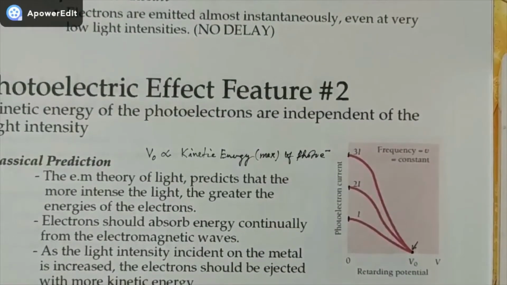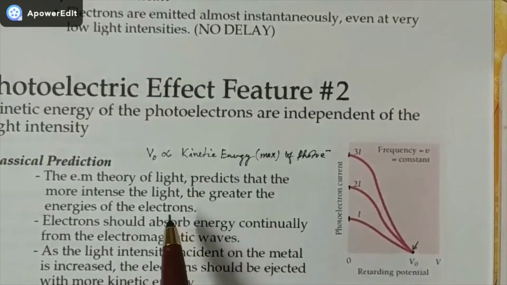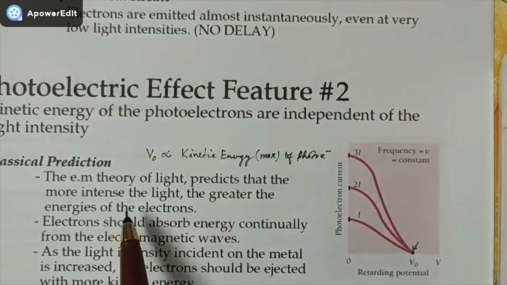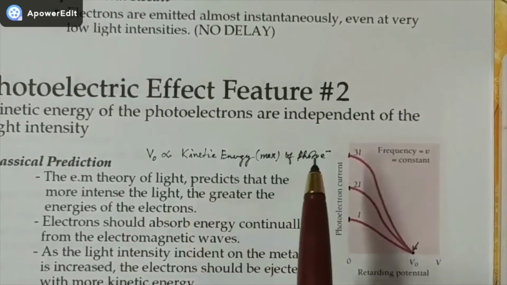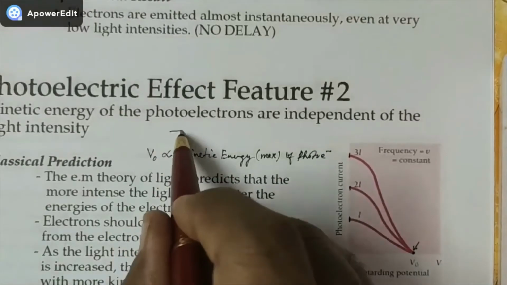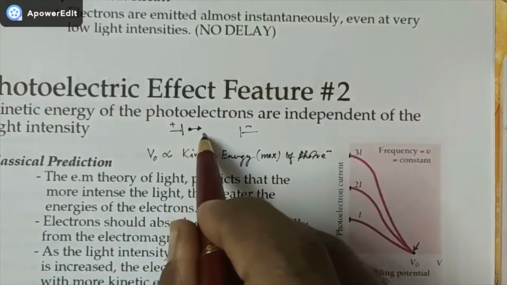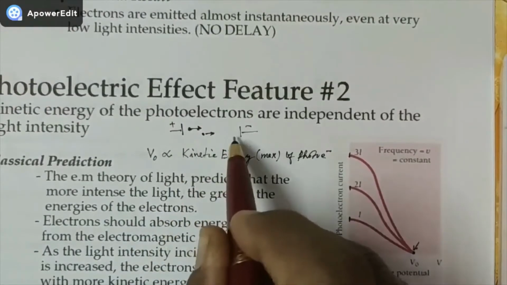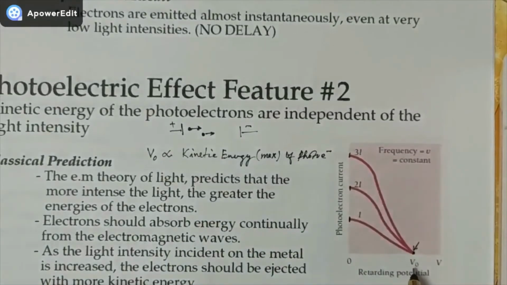So what I told you is that V0 is the potential at which the electrons coming from the metallic surface do not have enough kinetic energy to reach the negative terminal. So this is the positive terminal and this is the negative terminal. The electrons coming from here do not have enough energy to overcome this potential V0.